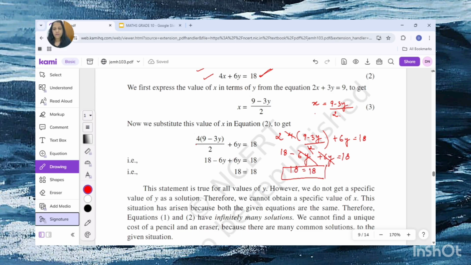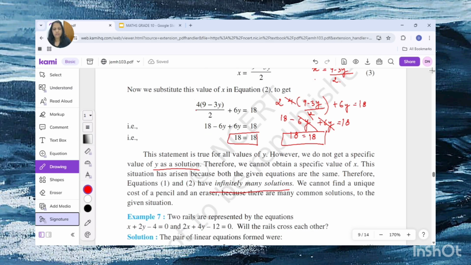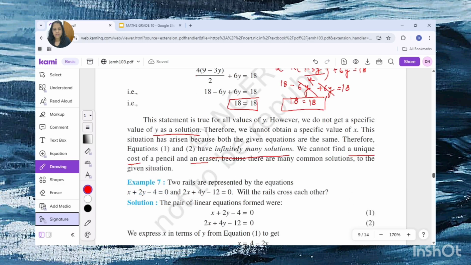Now see what is given as a conclusion. This statement is true for all values of y. However, we do not get a specific value of y as a solution. Here we did not get any specific value of y. So the statement is true for all the values of y. So therefore the equations have infinitely many solutions. And when two equations have infinitely many solutions, they are what? They are coincident. And we cannot find a unique cost of a pencil and an eraser. Therefore the equations are not intersecting. The equations are coincident.